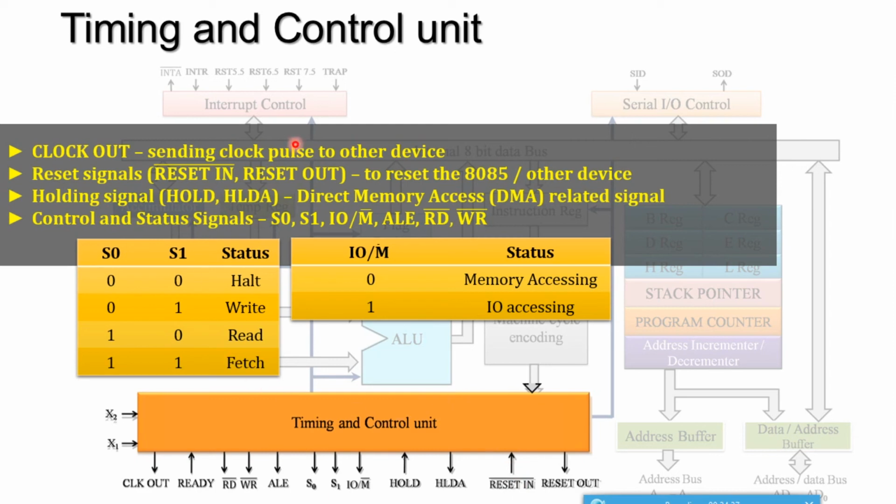If you want to reset other devices connected with the microprocessor, you can send a reset out signal also. So it is outward, and this one is inward. Now, ready: if any hardware part wants to communicate with the 8085, it will give the signal through the ready pin. And you can send the clock pulse to other hardware parts also. This is possible by means of the clock out pulse.